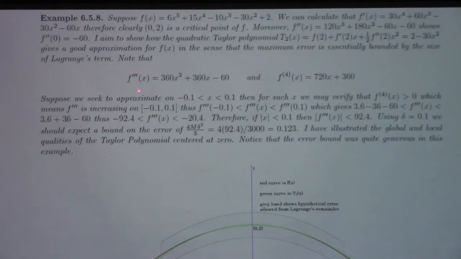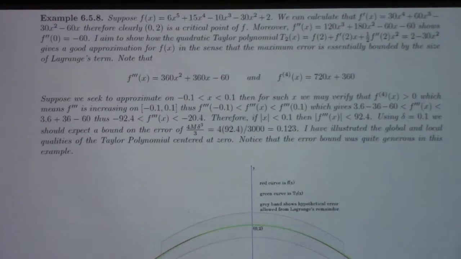Well, this is a Maclaurin. This is just 2 minus 30x squared, which is actually what I'm using to approximate f of x. And so if you look at the third derivative, you've got this.